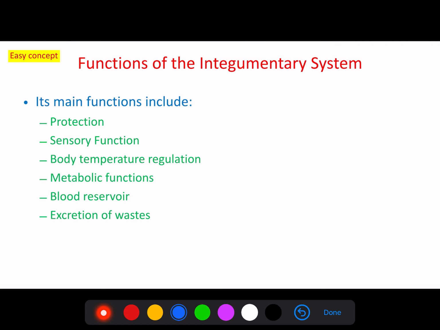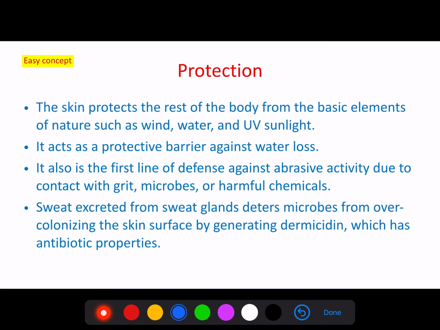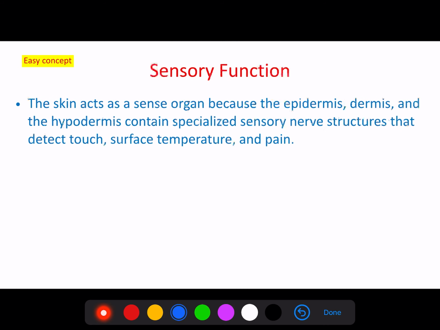Now let's see some general functions of the integumentary system: protection, sensory function, body temperature regulation, metabolic functions, blood reservoir, and excretion of wastes. Protection, we already talked about it. It protects against water loss, it protects against UV light through the melanin, and it acts as a barrier to prevent microbes from getting in. So all of these are functions of the skin. We already talked about them.